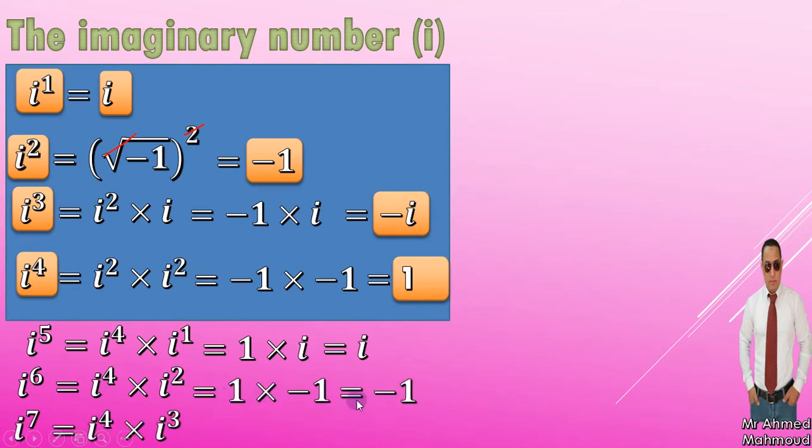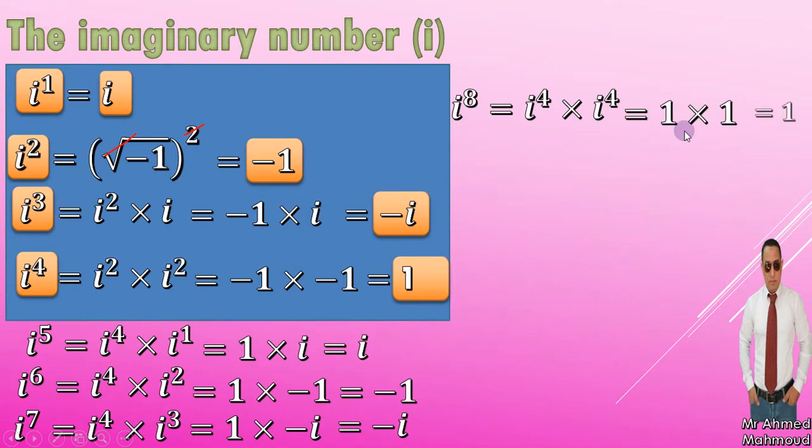i power 7. 7 equals 4 plus 3. It will be 1, and i power 3 equals negative i. It will be 1 times negative i, which equals negative i. So i power 7 equals negative i. i power 8 equals i power 4 times i power 4, which equals 1 times 1 equals 1.